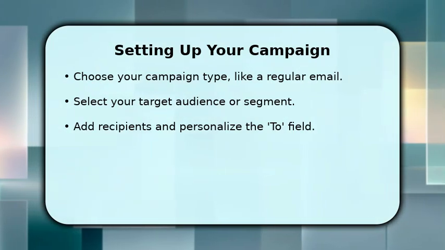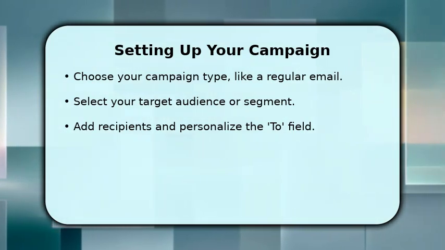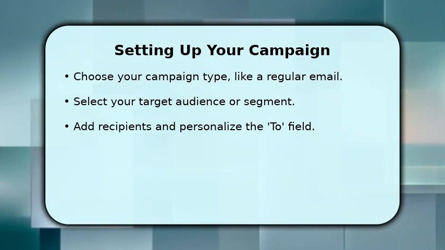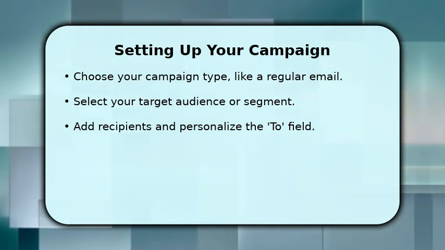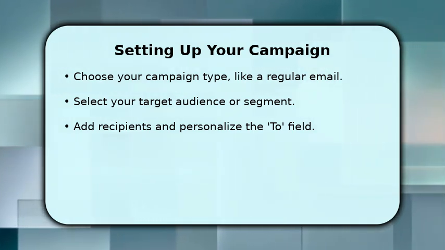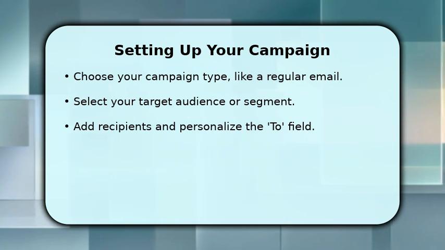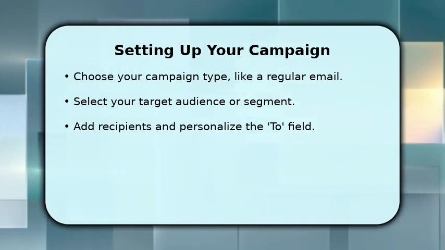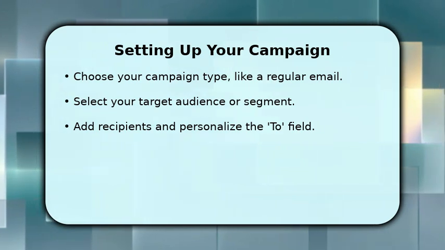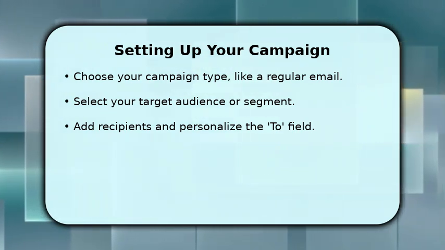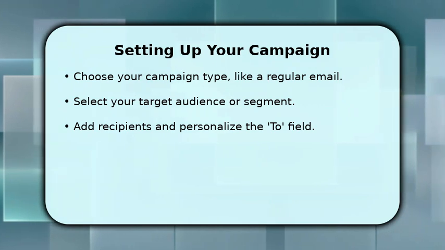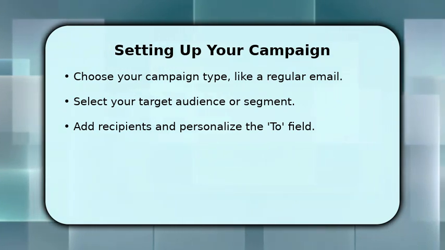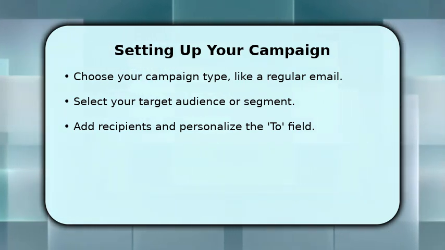Once you click Create, select Email and then Regular for a standard send. Give your campaign an internal name that only you will see. Next, choose your audience. You can send to all subscribers or use segmentation to target specific groups based on demographics or engagement. Remember to personalize the field for a more engaging experience. Finally, set your name and email address clearly.